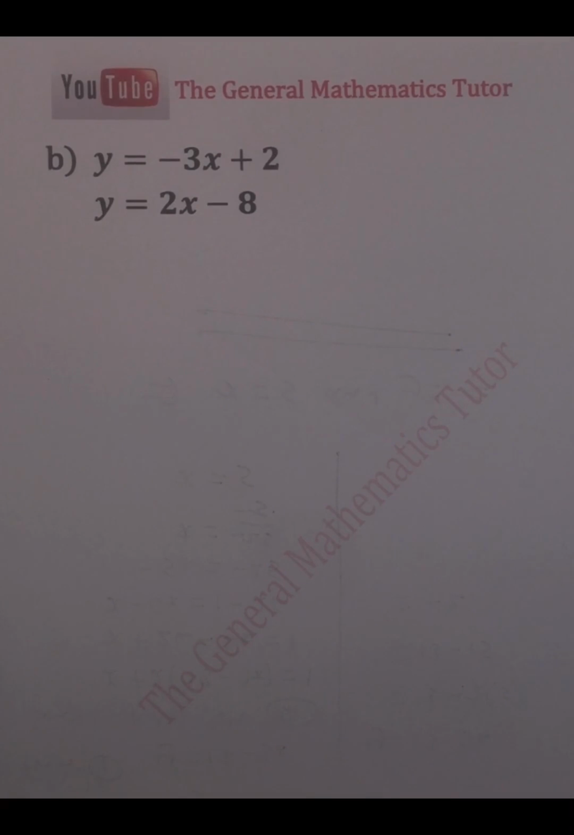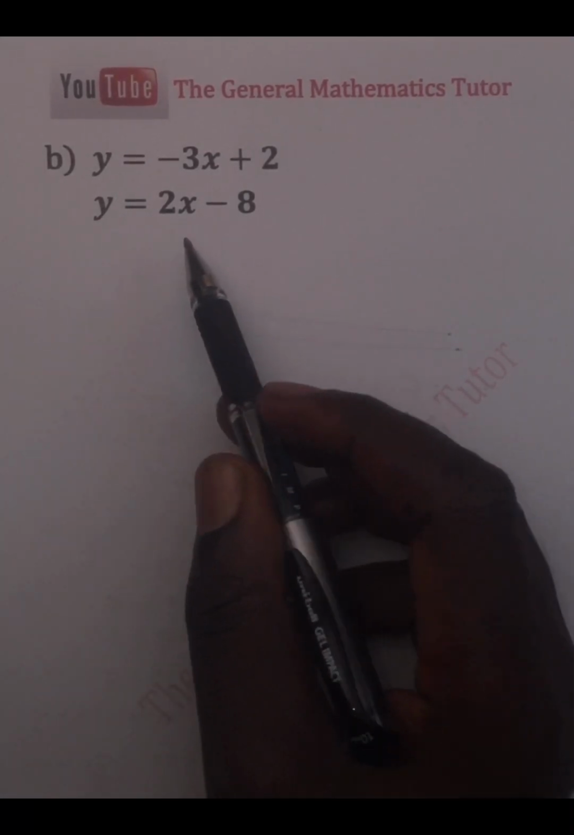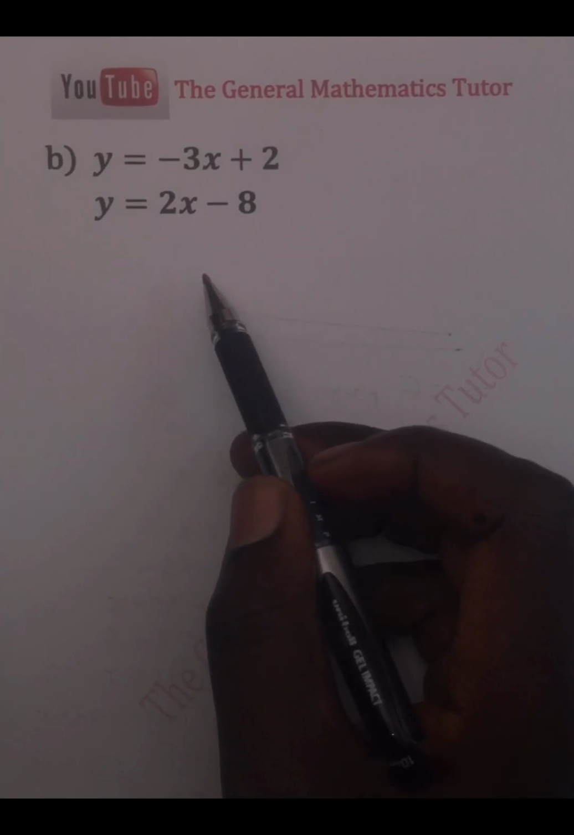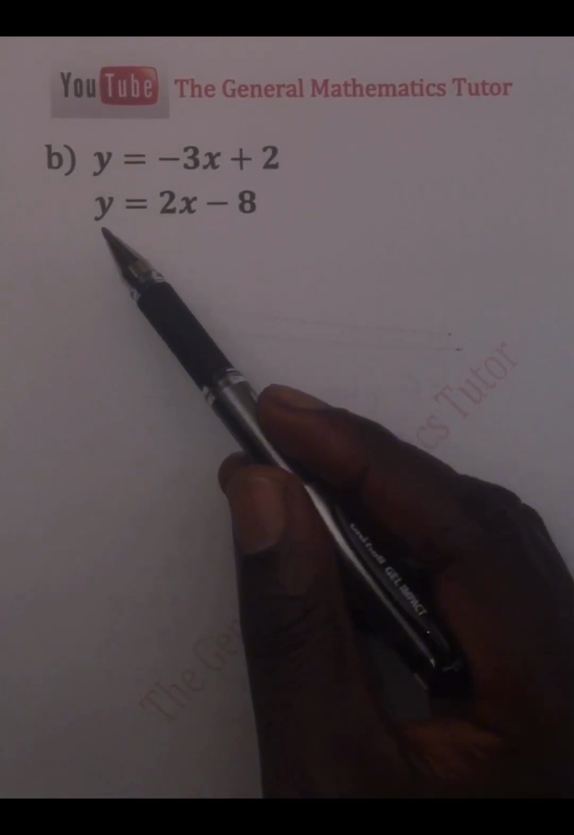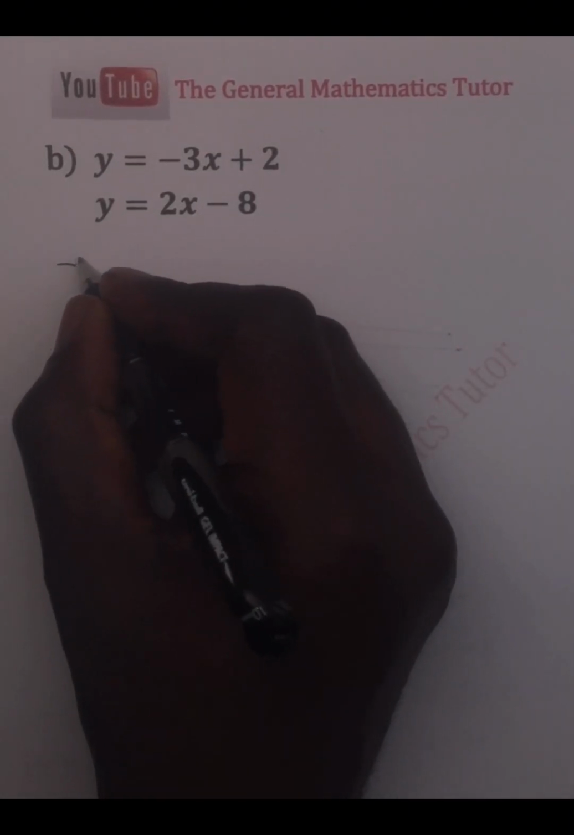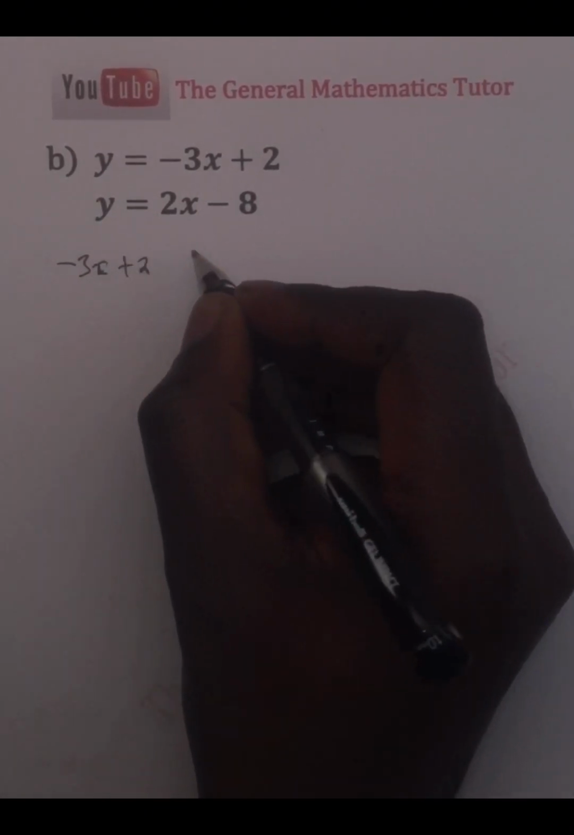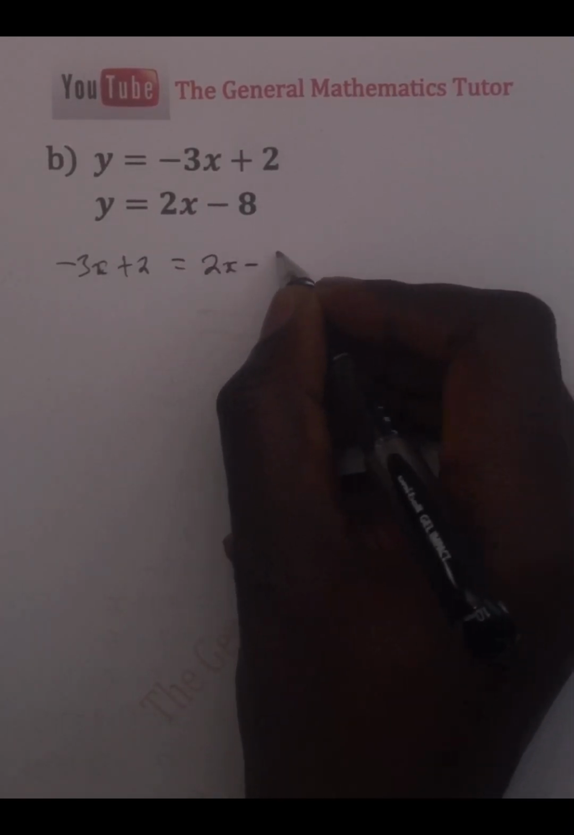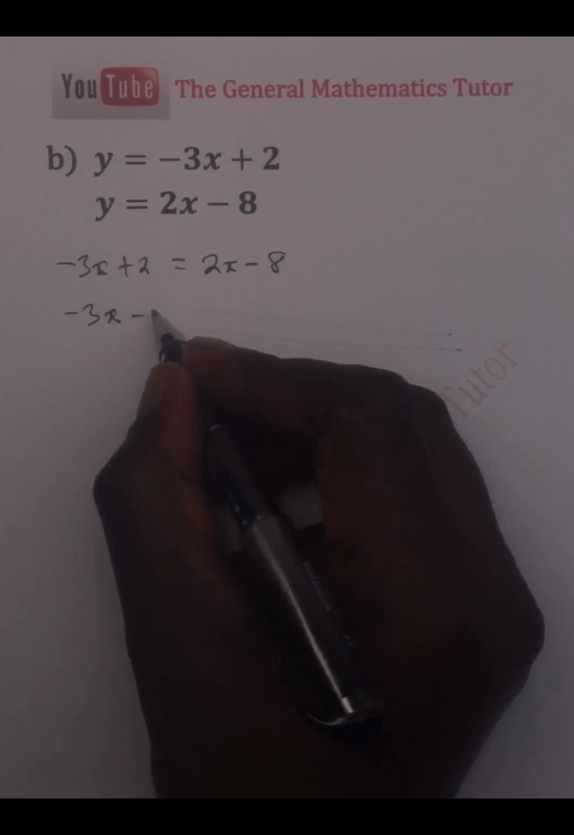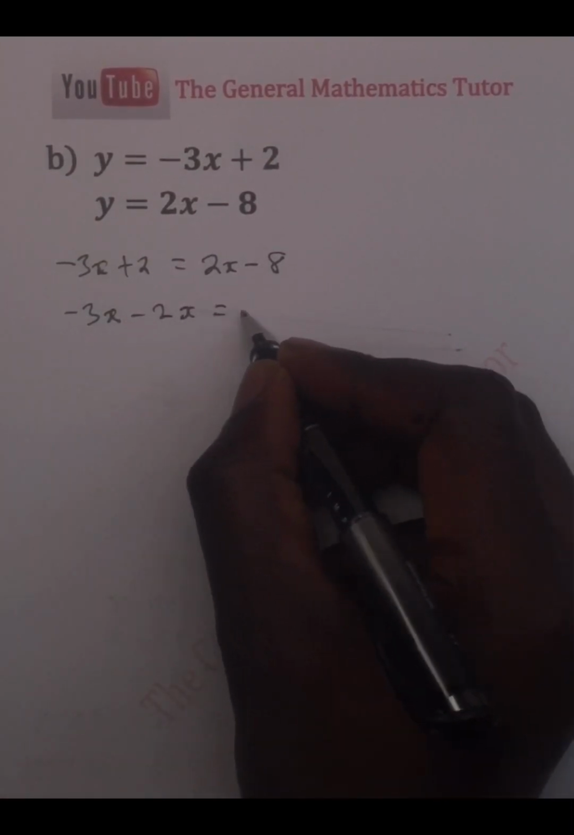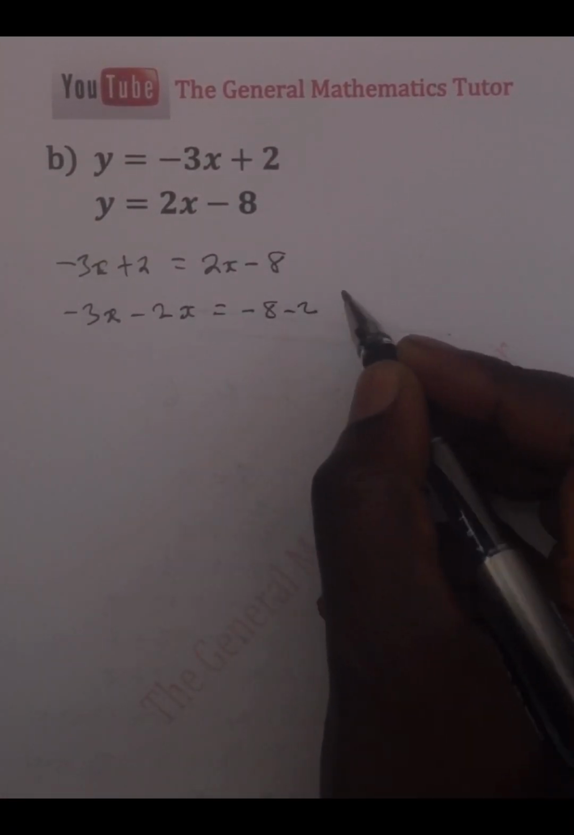Part B, y is equal to negative 3x plus 2 and y is equal to 2x minus 8. So in this case, one variable has been expressed in terms of the other. So we can just equate the two because both of them are y. So we are allowed to say that negative 3x plus 2 is equal to 2x minus 8. And then we collect the like terms. So we have 3x minus 2x is equal to minus 8 minus 2.